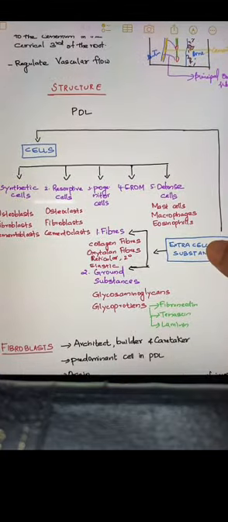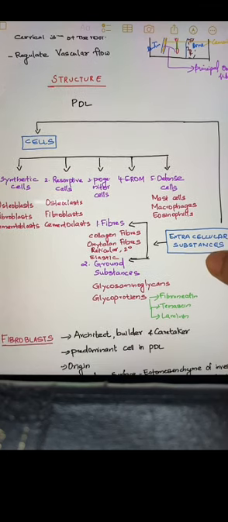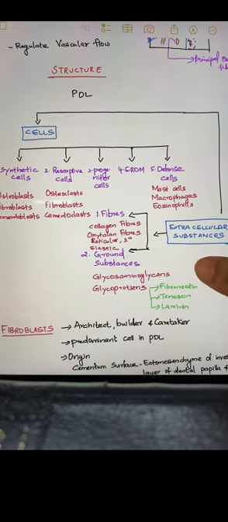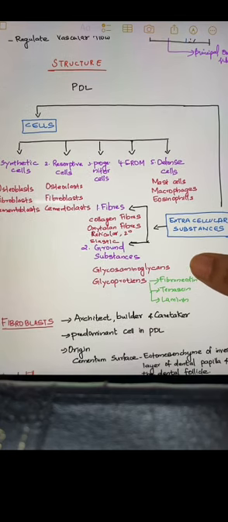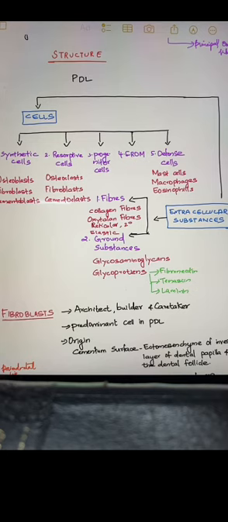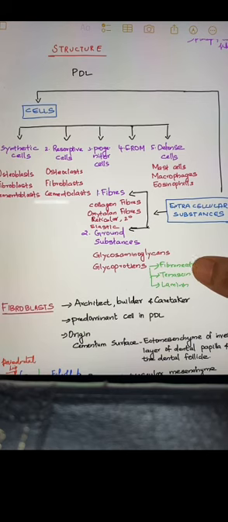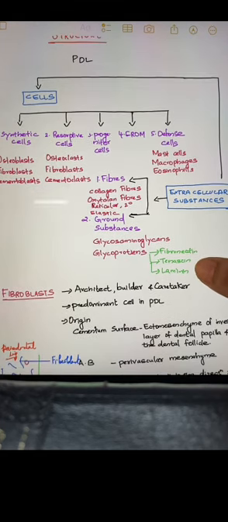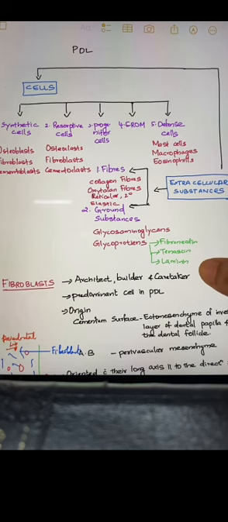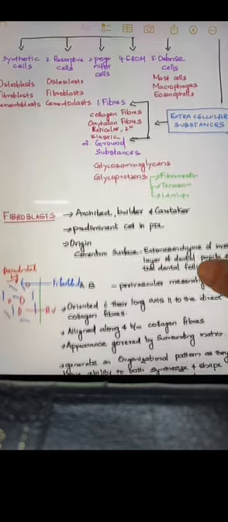Then we need to understand the structure of the periodontal ligament, which is divided into cells and the extracellular substances. The cells include synthetic cells, resorptive cells, progenitor cells, ERM, that is the epithelial rest of Malassez, and defense cells. The extracellular substances are the fibers and the ground substance. The fibers include collagen fibers, oxytalan fibers, reticular, secondary and elastic fibers. In the ground substance, we can see glycosaminoglycans and glycoproteins such as fibronectin, tenascin and laminin.